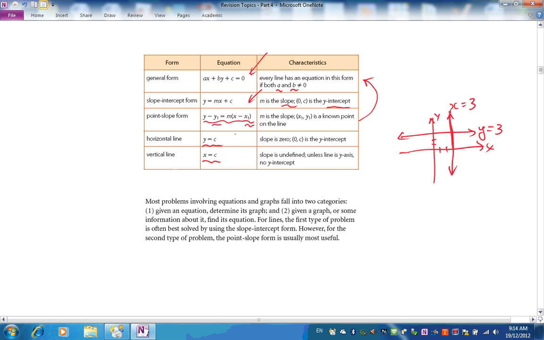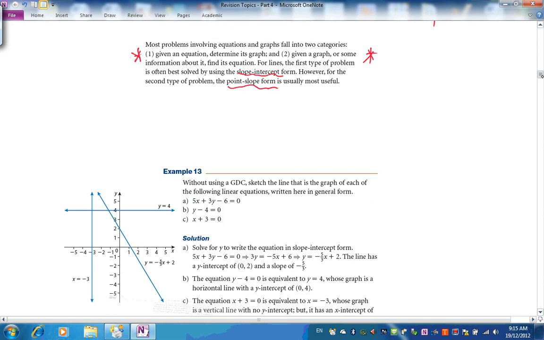So we want to be able to do two things. We want to be able to draw the graph, here it is here, draw the graph if we're given an equation, and given a graph or some information, find the equations. Okay. They are suggesting here that for the first type of problem, they use the slope-intercept form. That's not a bad suggestion. For the second type of problem, the point-slope form is better. So let's have a look at doing some work with that.